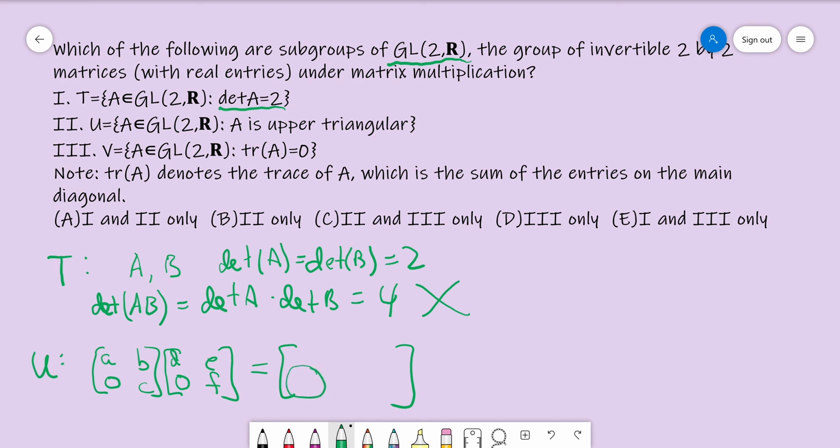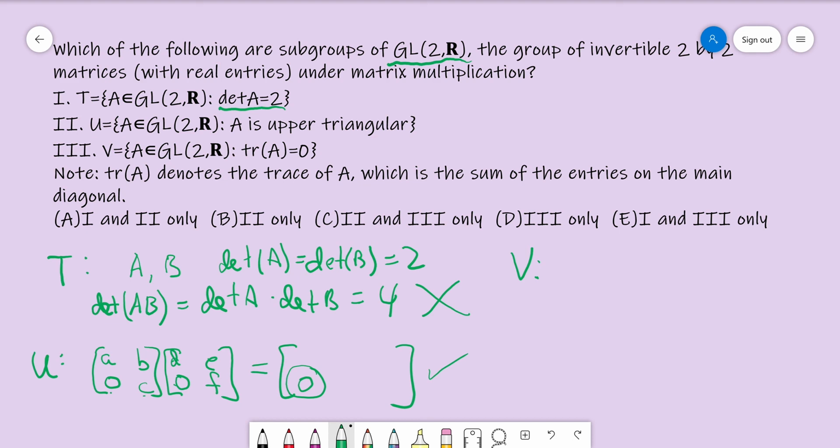Well, let's see, that's going to have to be 0 times D plus C times 0. So yeah, it's just 0 plus 0, so that's always going to be 0. So yeah, that works. That's going to be closed under matrix multiplication. And then the last one, V, is all of the matrices that have trace equals 0.